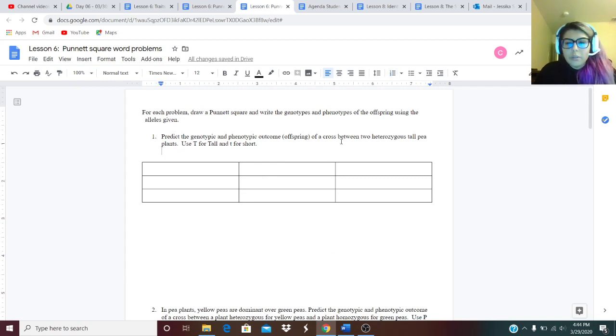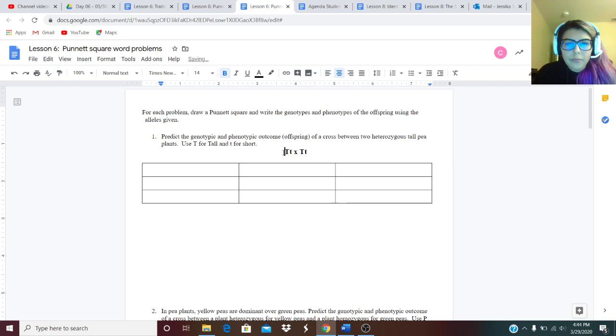Okay, now what does a cross mean? All we are doing is crossing two heterozygous parents. Remember, heterozygous means two different alleles. So I need a capital T and a little t, and it says I'm crossing two of them, so both of the parents are heterozygous. Capital T, little t for one parent and capital T, little t for the other parent. Let me blow this up a little bit.